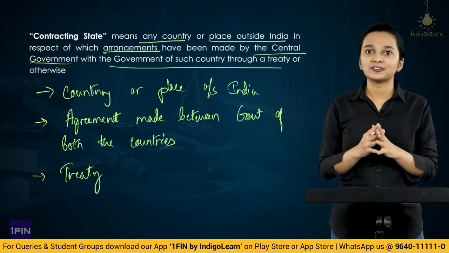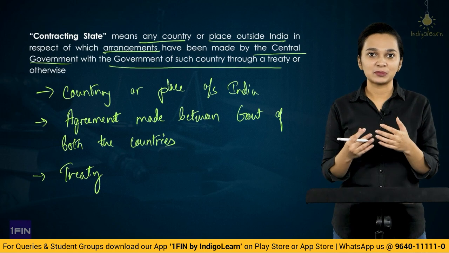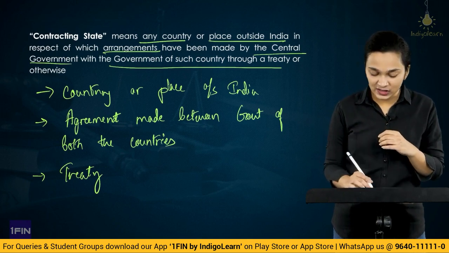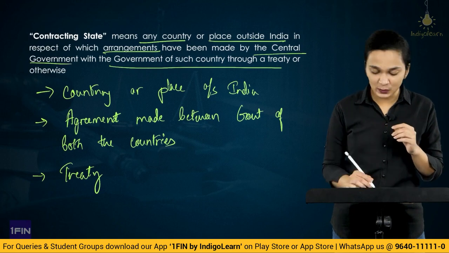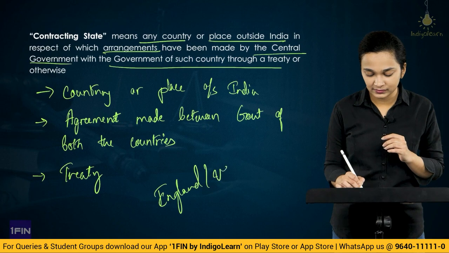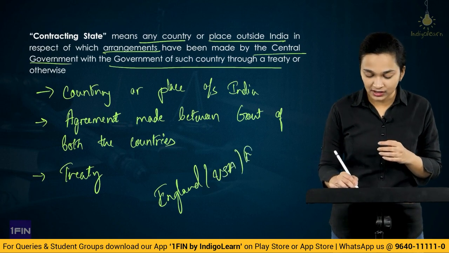And what are a few examples of where a treaty has been made? Which are the countries with whom India has made treaties? So India has treaties with England, USA, and other European countries.